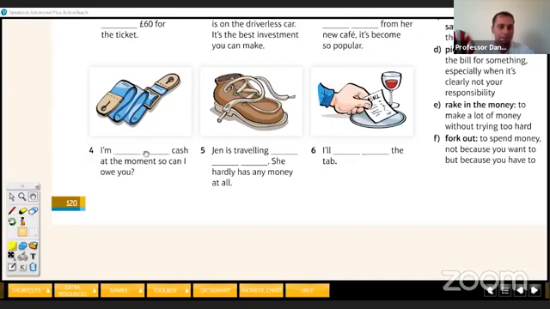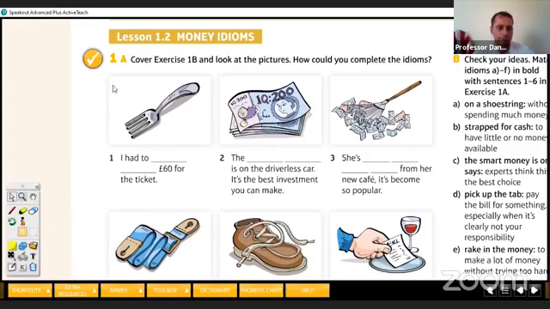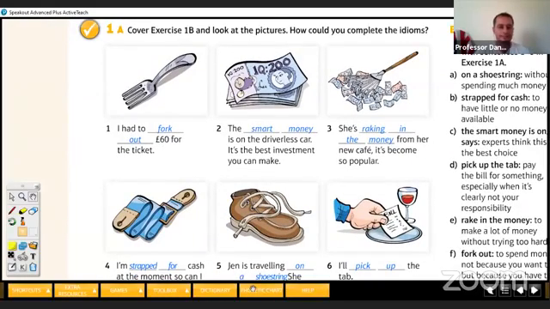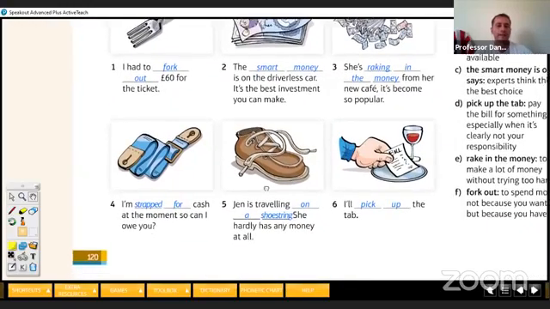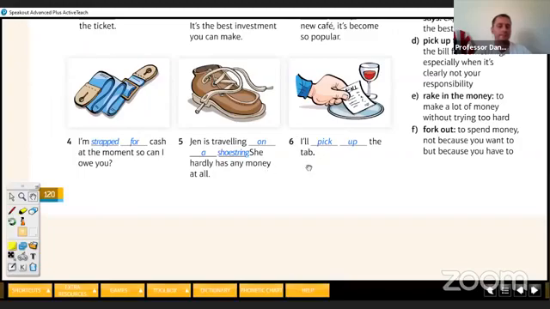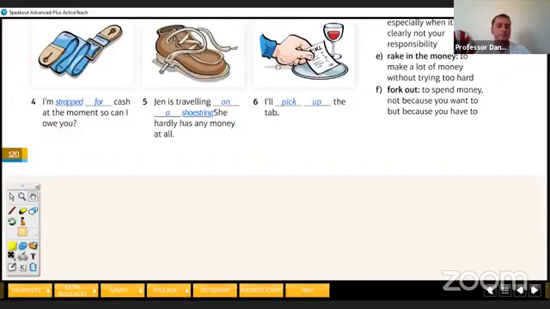Okay, now let's check together the answers, guys. And we are going to check the definitions. Don't worry. There we go. I had to fork out 60 euros for the ticket. The smart money is on the driverless car. It's the best investment you can make. She's raking in the money from her new cafe. It's become so popular. Number four, I'm strapped for cash at the moment. So can I owe you? Jen is traveling on a shoestring. She hardly has any money at all. I'll pick up the tab.